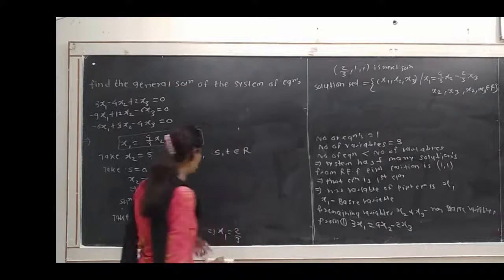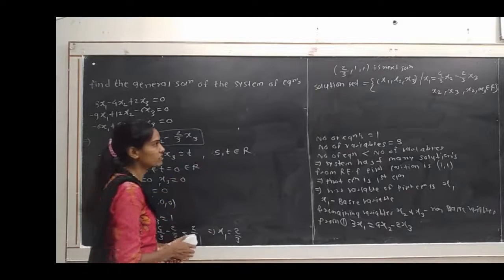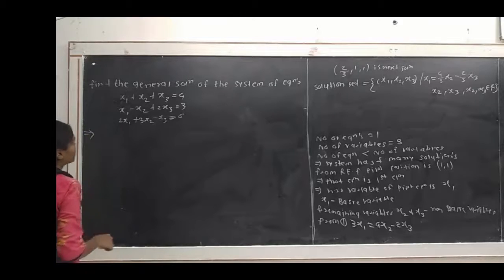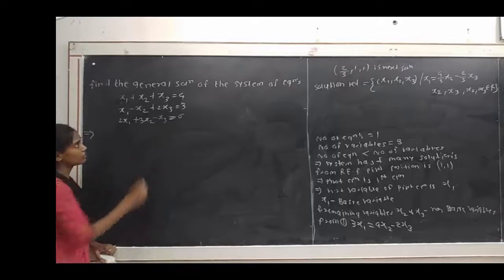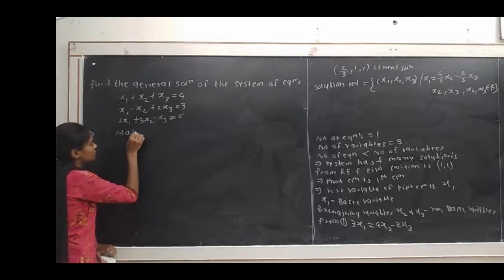Okay, so in this way we find the solution by the echelon form. Okay, then we see the next example. So here I write this next system of equations. From that, again, first we have to write the matrix equation.